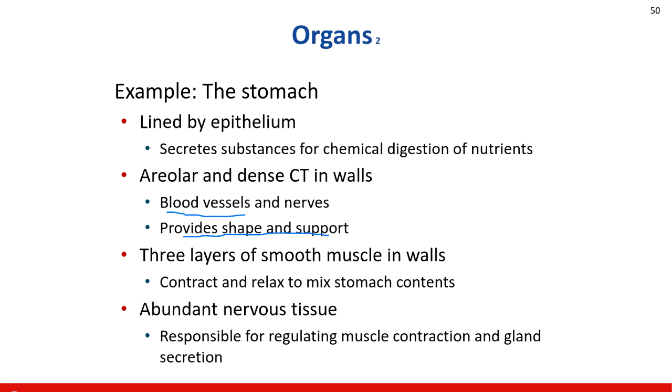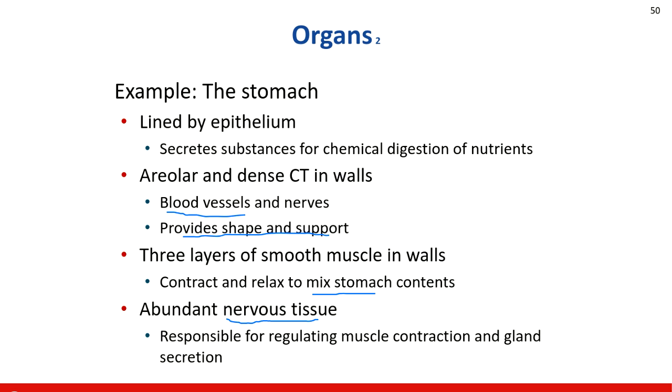Well, guess what? Your stomach does the same thing. It's going to contract and relax. It'll alternate the contractions and the relaxations to help mix those materials inside the stomach, so you can maximize the amount of absorption. And then finally, the last tissue is the nervous tissue, because as you know, the nervous system is the control center for everything. So the nervous tissue is going to tell these muscles when to contract and when to relax.